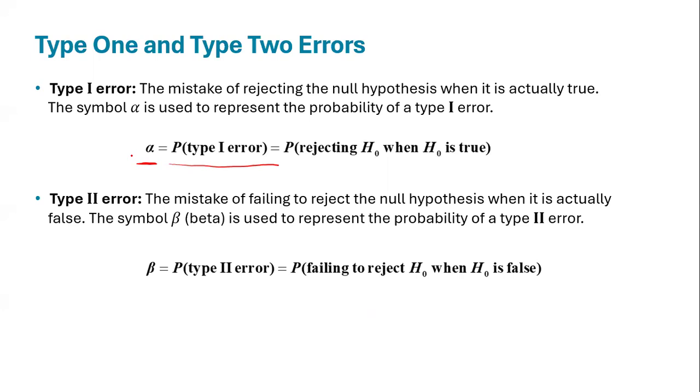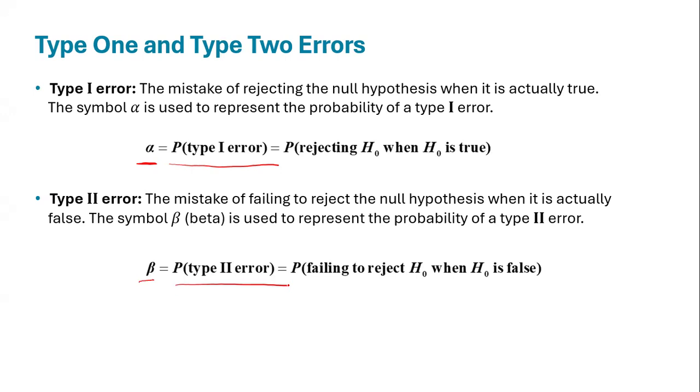But if at the end of the process our decision is to fail to reject the null, but the null hypothesis is not a true statement, actually it's false, then it must be rejected. But your calculation shows that you fail to reject the null. You cannot reject the null. Again, that's another mistake, and that's another type of error, which is called type 2 error. The probability of making that mistake is beta. Beta is the probability of making type 2 error.